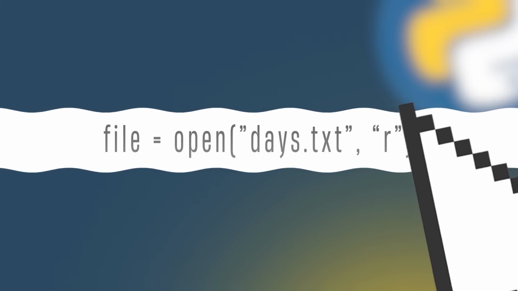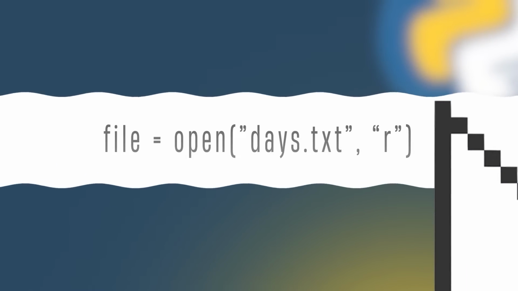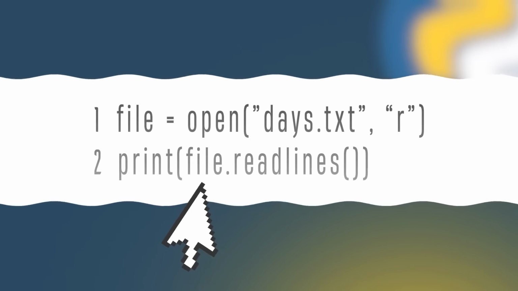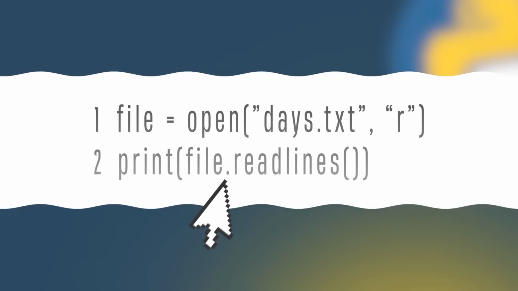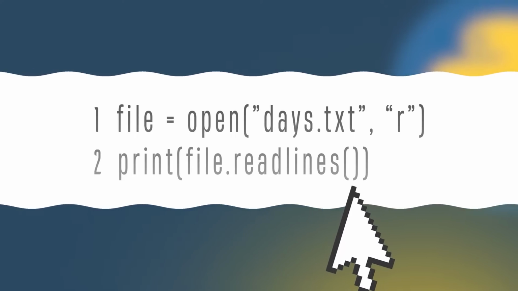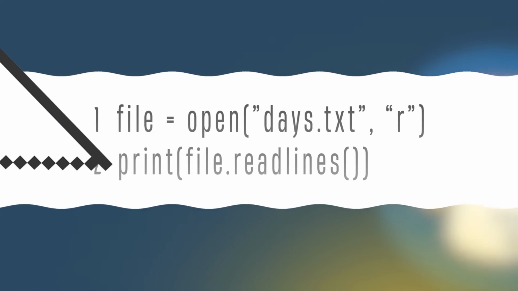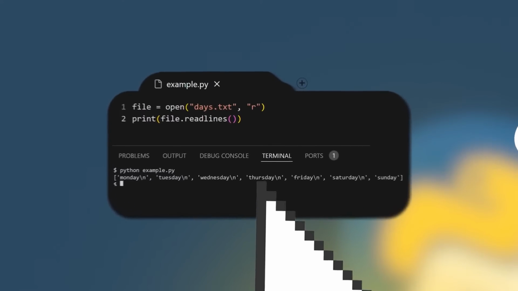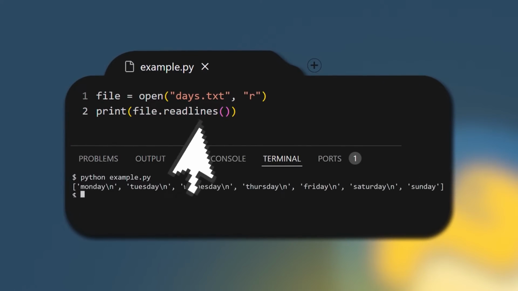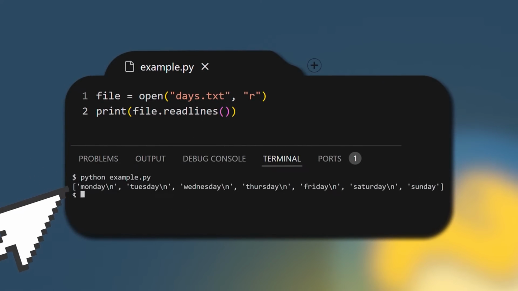Thus, we can read every line using the readlines function. So here we do file, which is the name of the variable that is storing the file we want to read, and we do .readlines with open and close parentheses. In this example, we're going to print the output of file.readlines. The readlines function will create a list where every item is one line of the text file. So in the end we see Monday \n, the second element is Tuesday \n, the third element Wednesday \n, until the last element, which is Sunday.